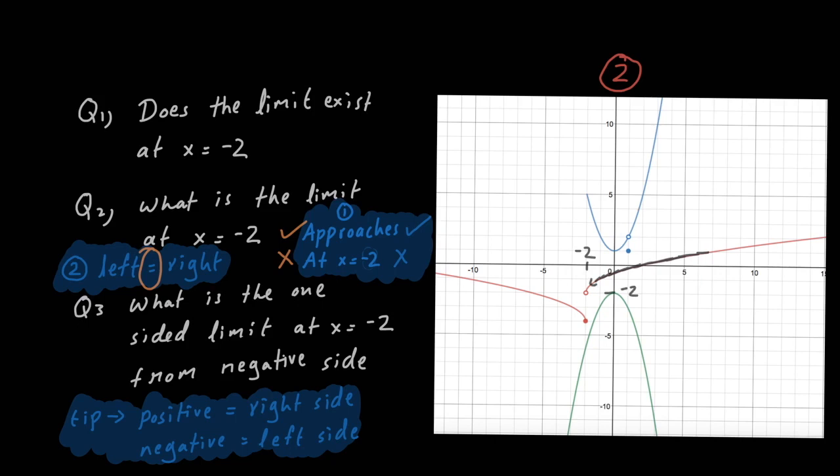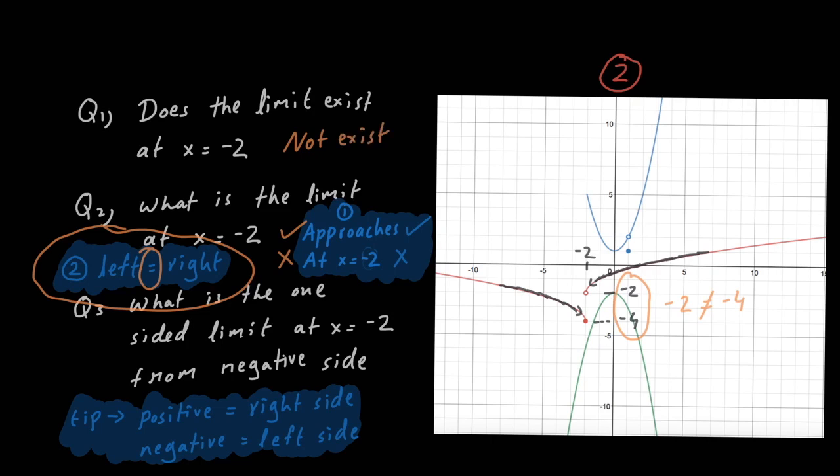But if we look at the graph from the negative side or the left side, we can see that it is approaching negative 4. So our rule number 2 over here is not being met because the left side and the right side are not equal. Hence, the limit does not exist.